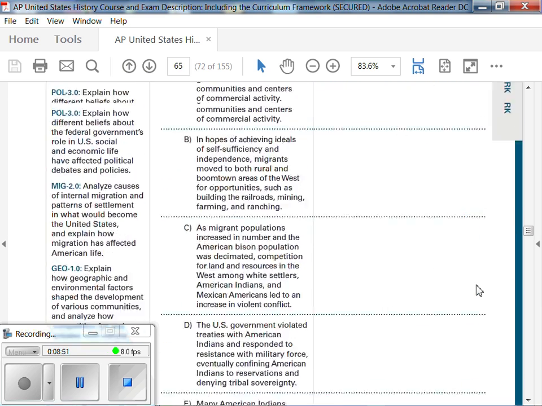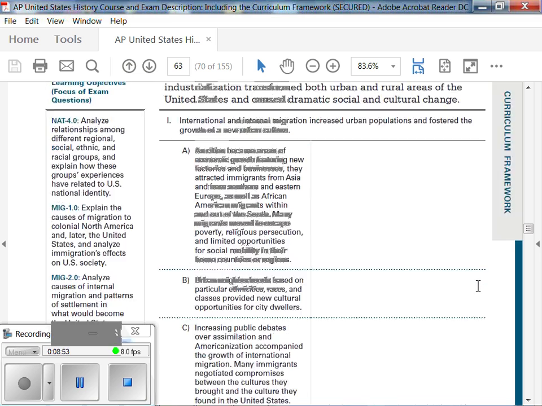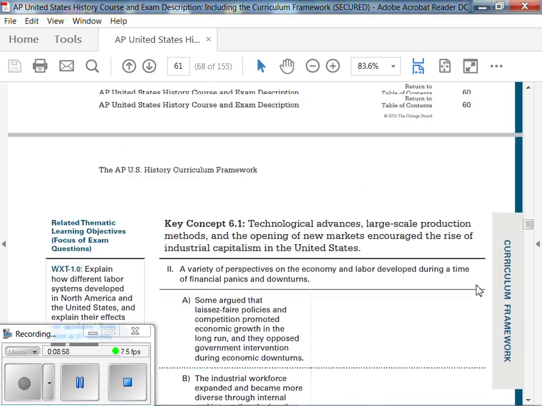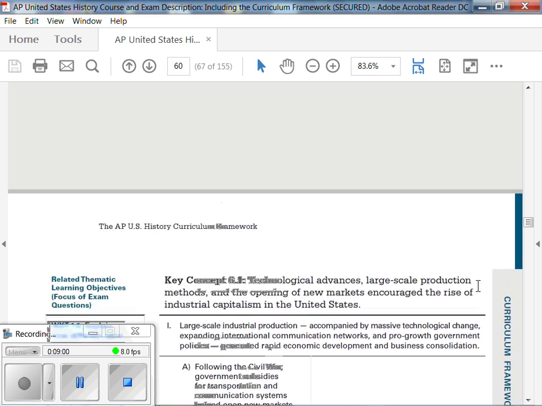And the packet is going to be due on Friday. That's the day that you take the test for this class. So consider this as part of your studying for the test itself. Make sure that you get this done as thoroughly as possible.